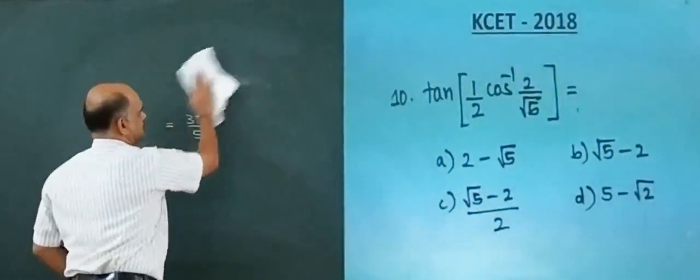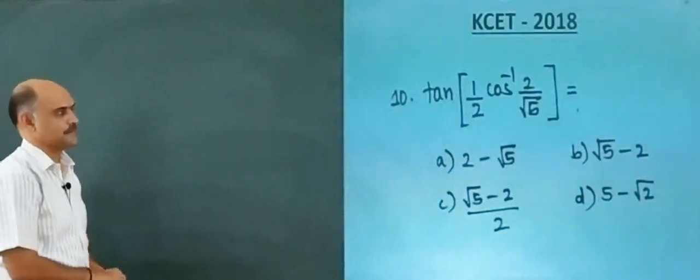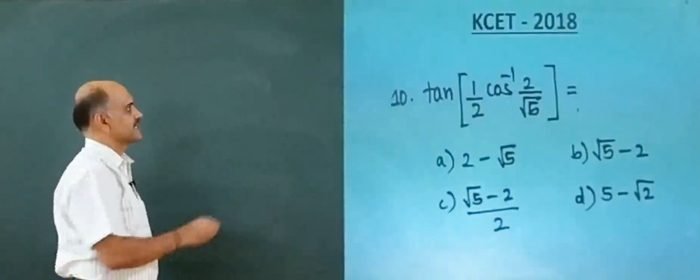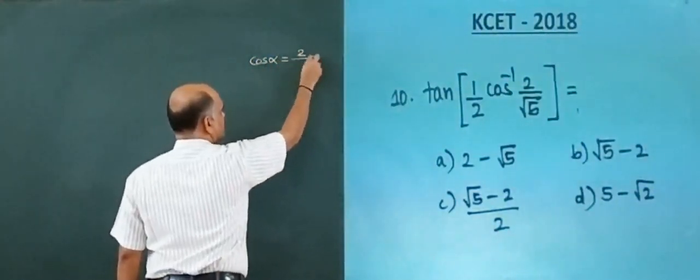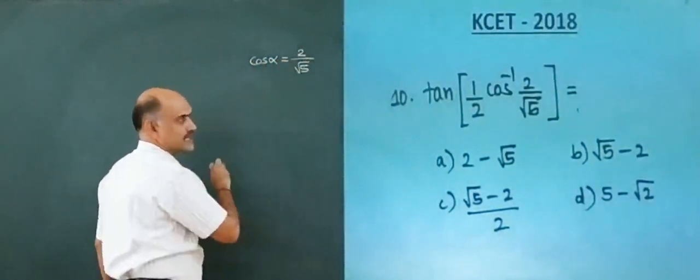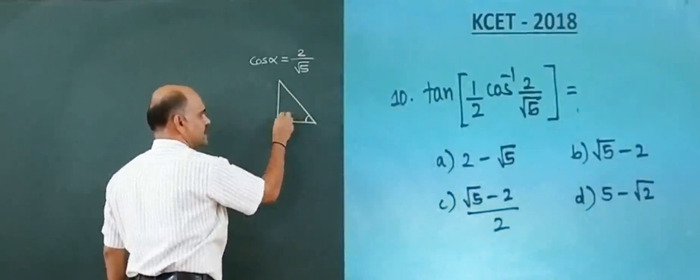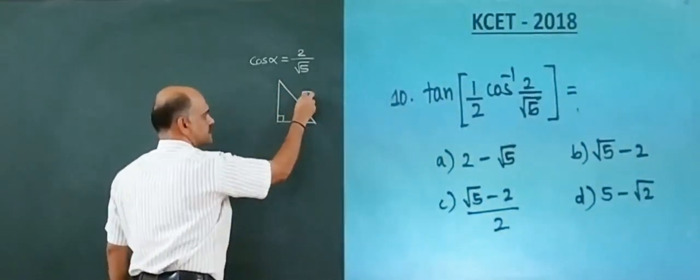So now these different formulas of submultiple you can apply. First again cos inverse 2 by root 5, I will take it as alpha. So cos alpha is equal to 2 by root 5. If I take a triangle, so alpha, this is 2, this is root 5.